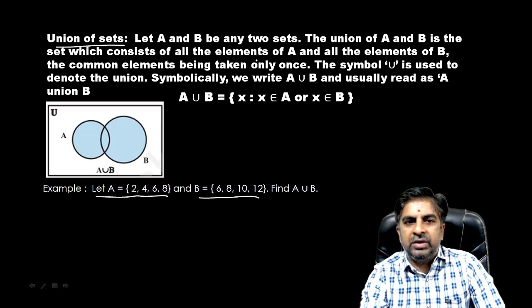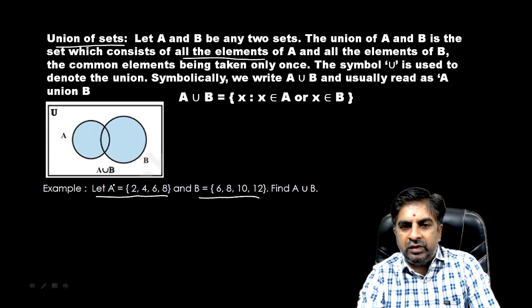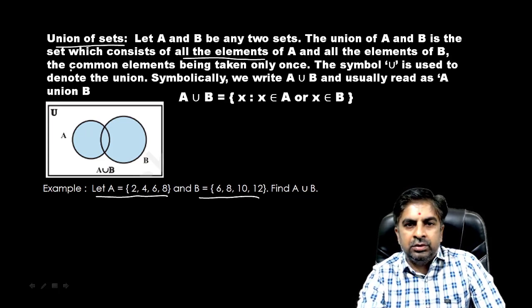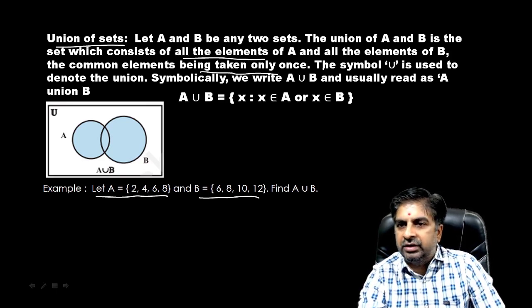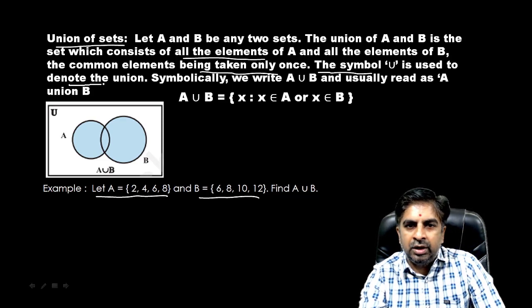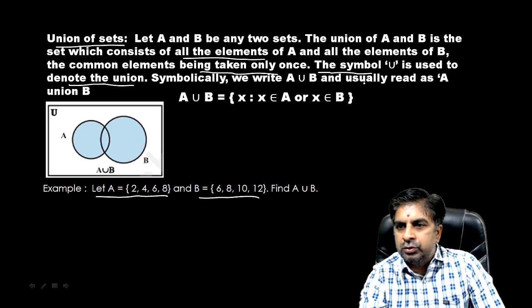The union of A and B is the set which consists of all the elements of A and all the elements of B. Means inside the union we will get all the elements of A and all the elements of B. The common element is taken only once, means if there is any common element, we need to take that common element only once, and the symbol is U. U is used to denote the union. Symbolically we write A union B, and usually read as A union B only, A U B.